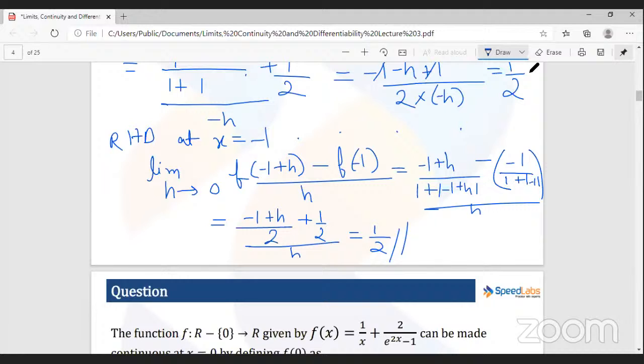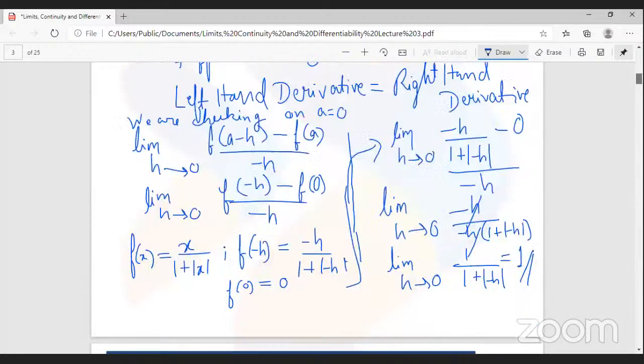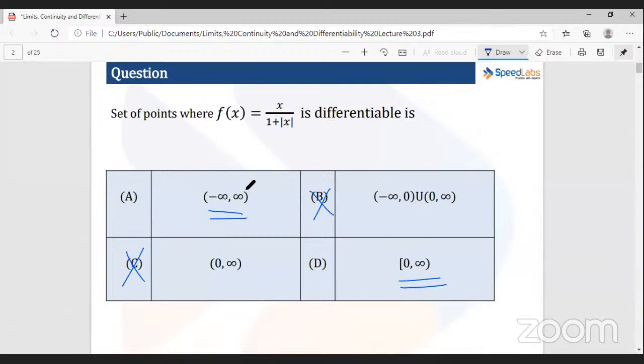Now you can see that left hand derivative at x equal to -1 is equal to right hand derivative at x equal to -1. So the function is differentiable at x equal to -1 as well. So this option gets cancelled and the correct option is A. Any doubts, anyone? Should we move on to the next question? Okay, clear, great.